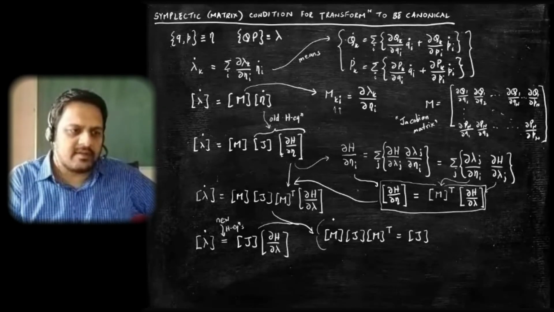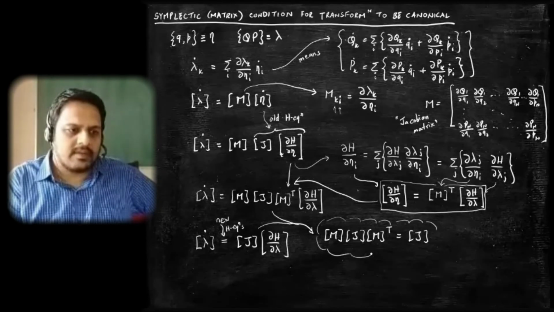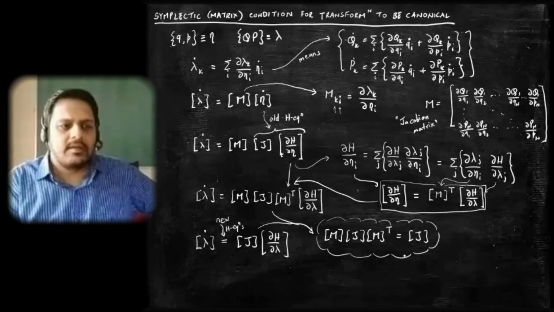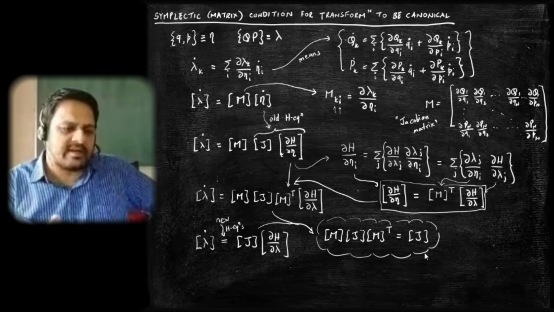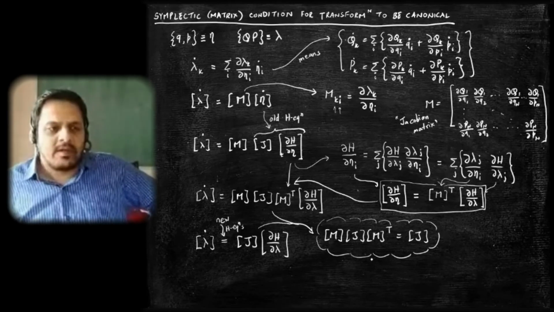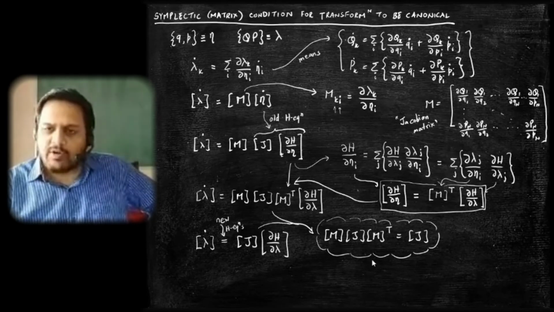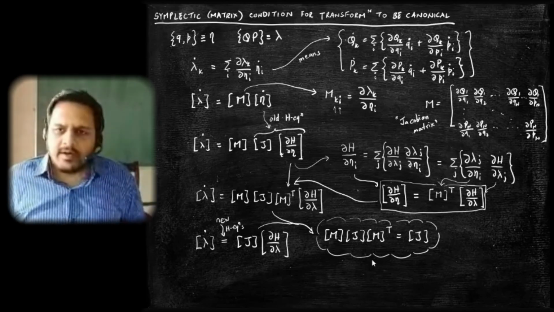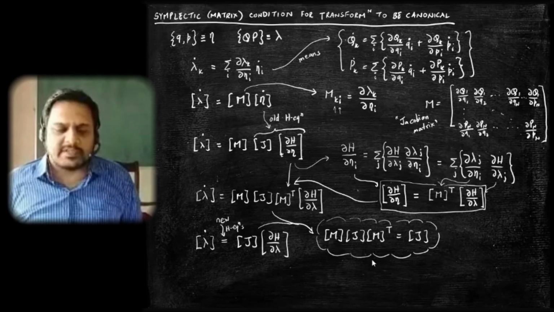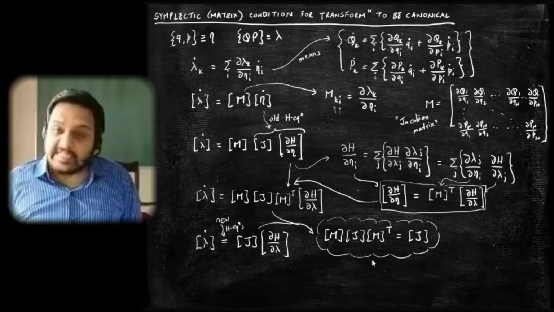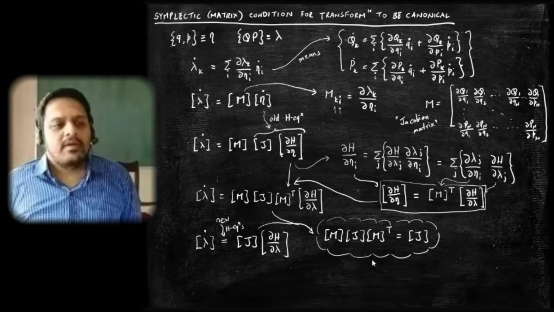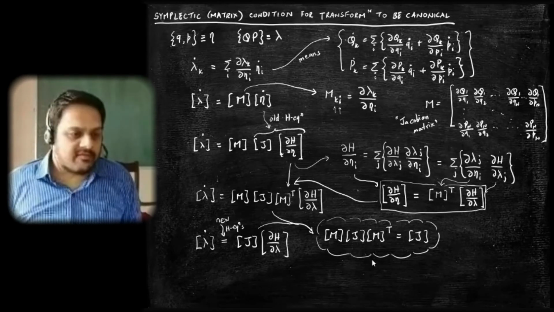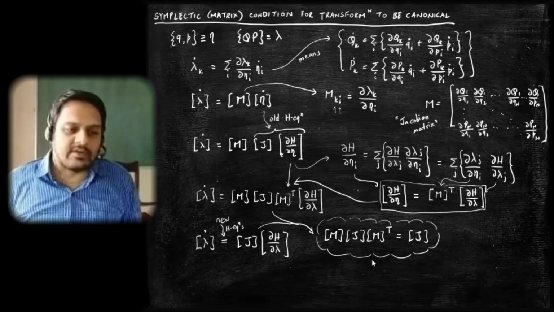This is basically the condition on the new set of variables and old set of variables. Basically, it's a condition on the Jacobian matrix. The condition says that the Jacobian matrix performs a similarity transformation on the J matrix. J matrix is 0, I, minus I, 0, if you remember, and transforms it back to itself. M J M transpose is equal to J.